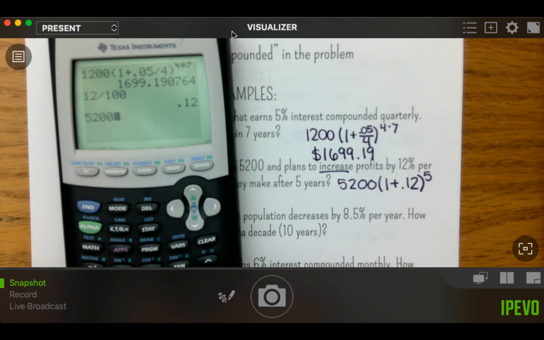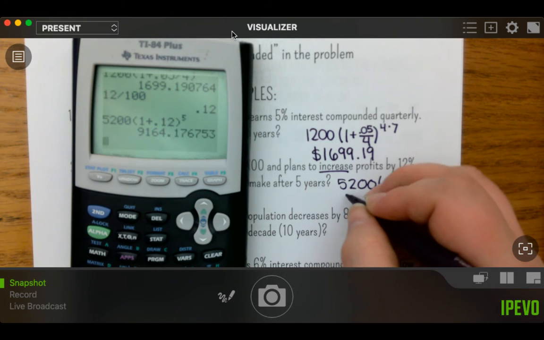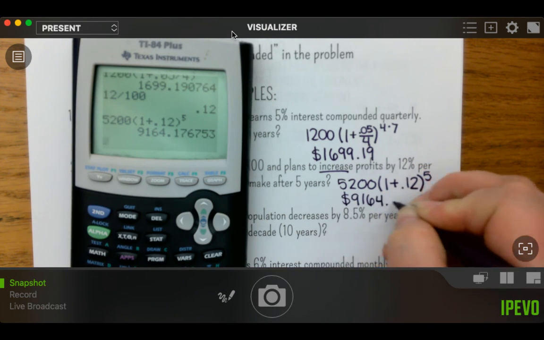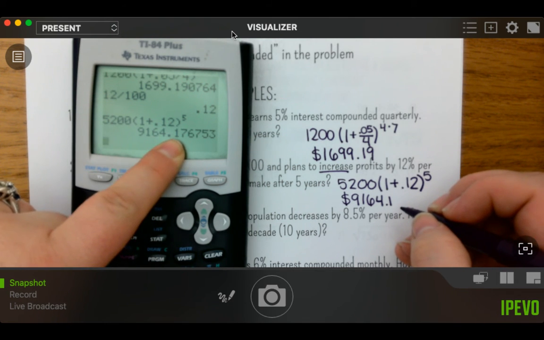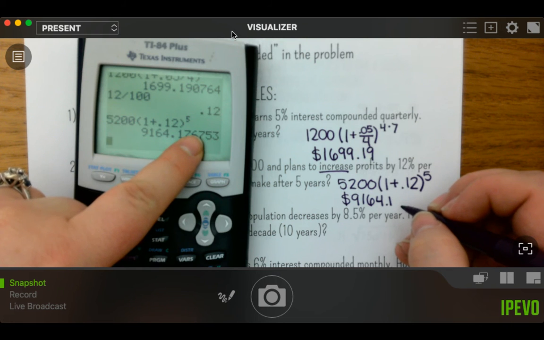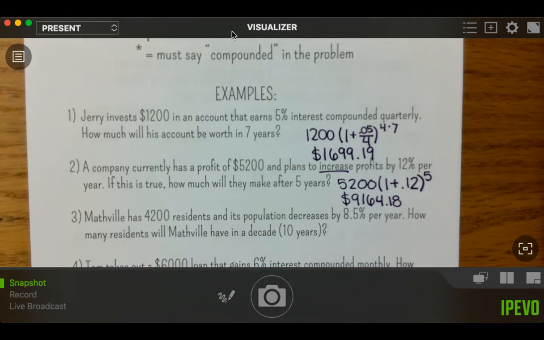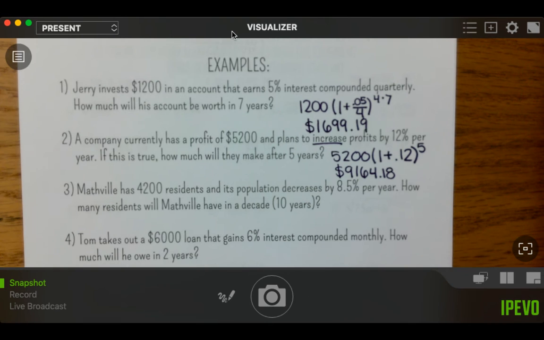5,200, 1 plus 0.12 to the power of 5. And then this one would be 0.17, but there's a 6 after it, so we have to round that to 18 cents instead of 17 cents. Okay, and then I'm going to explain the setup for the last 3, but not plug them into the calculator because I want you to make sure that you know how to type them in.